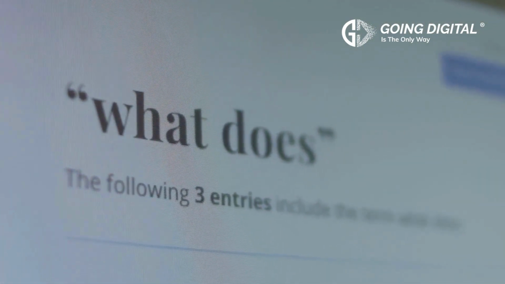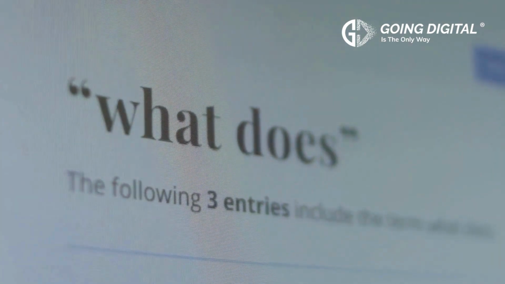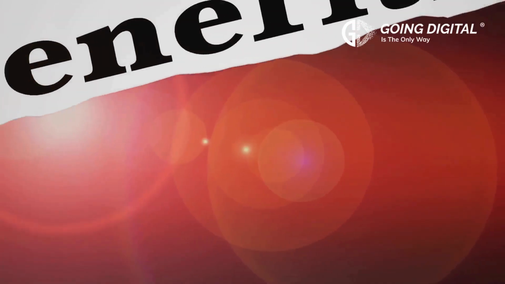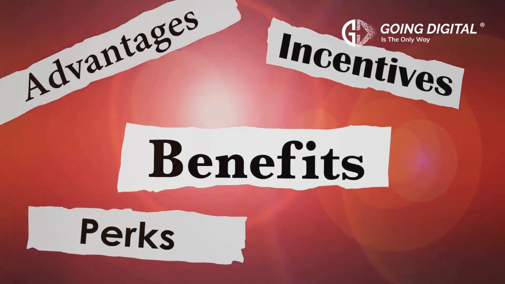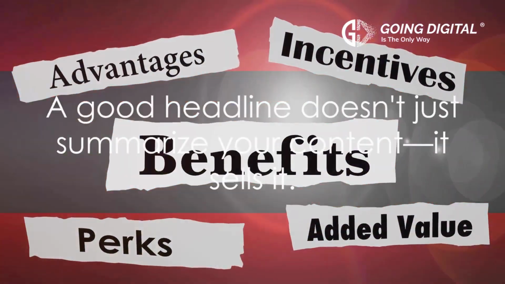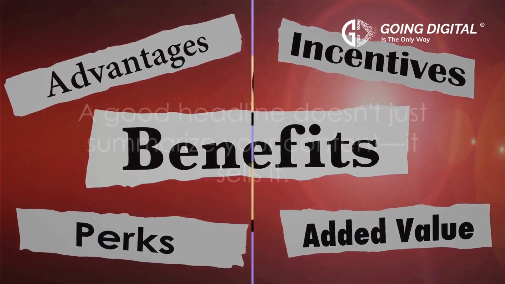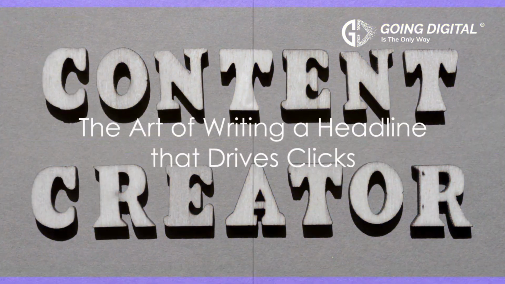In summary, writing a compelling headline involves understanding your audience, keeping it concise and clear, making it intriguing, including your main keyword, and testing your headline. Remember, a good headline doesn't just summarize your content, it sells it. So next time you're about to publish a piece of content, take a moment to craft a headline that not only encapsulates the essence of your content, but also makes your audience want to click and read more.